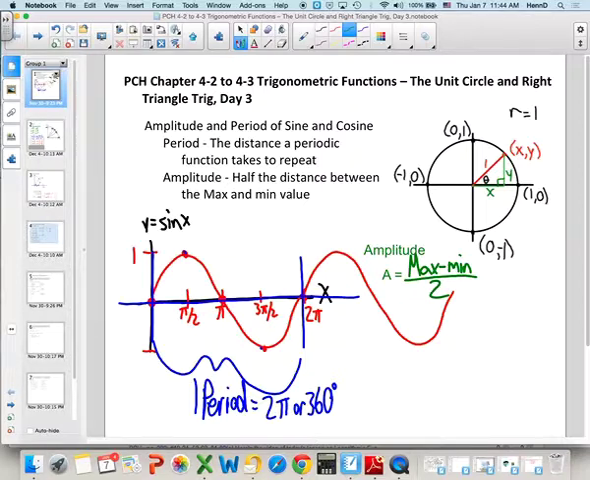Well, what is the max on a sine curve? 1. What is the min on a sine curve? Negative 1. 1 minus a negative 1 is 2, so our amplitude is 2 over 2, which is 1. If you look at this center line, we go up 1, there's our amplitude, and we can go down 1, there's our amplitude.